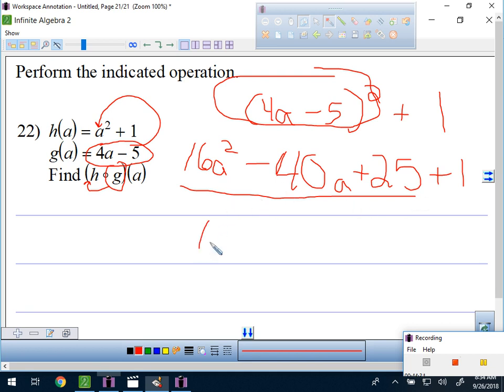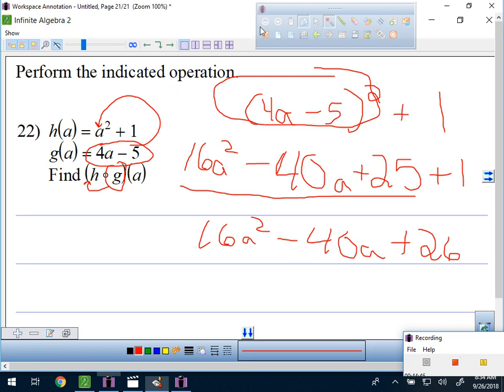Now just combine your like terms, so you end up getting 16a squared minus 40a, and then that's going to be plus 26, and that would be your answer for number 22. So that's great for 22. All right, so that's your fog and golf question on that test.